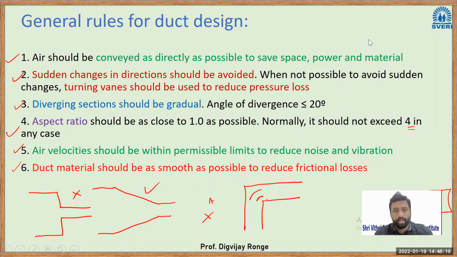Air should be conveyed directly where possible. Sudden changes should be avoided. Divergence sections should be as smooth as possible. Aspect ratio should always be less than or equal to 4. Air velocity should be within permissible limits, and duct material should be as smooth as possible.